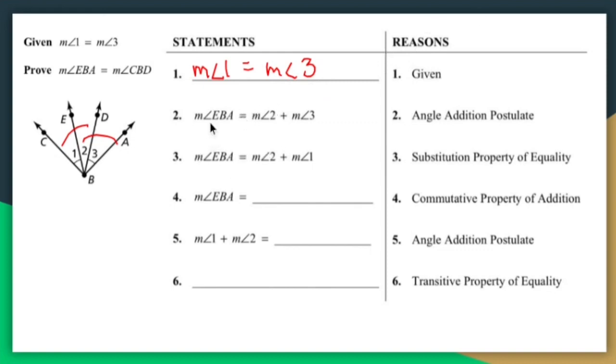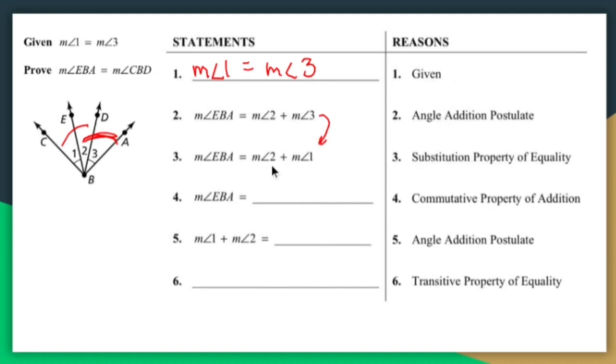They are going to tell me that the measure of angle EBA, which is this whole thing right here, is 2 plus 3, angle addition postulate, makes sense. We saw that in the previous video. The measure of angle EBA is also 2 plus 1. How do I know that? Well, 3 is 1 because we said that up here. So if 3 is 1, then my reason for turning 3 into 1 is that's the substitution property of equality. So we've seen that before. They could have made this problem a little bit more difficult and made me guess that, but I'm not going to complain.